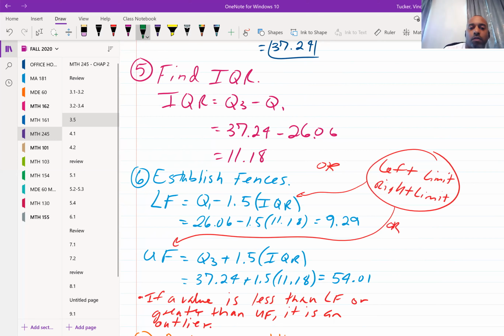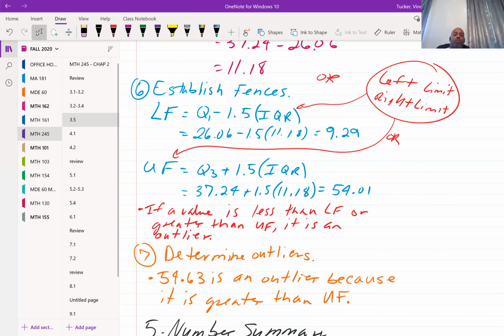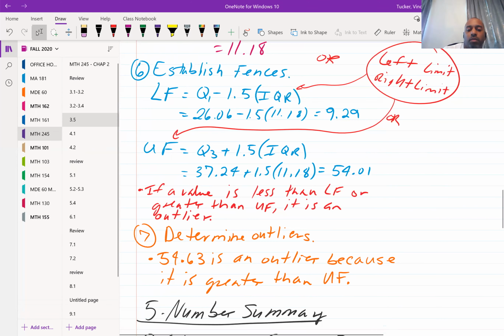All right, everybody good? All right, and then last step before we go to the 5-number summary, you want to determine if you have any outliers. And 54.63 barely made the cut. That is an outlier because it is greater than our upper fence. Any problems? Everybody good?